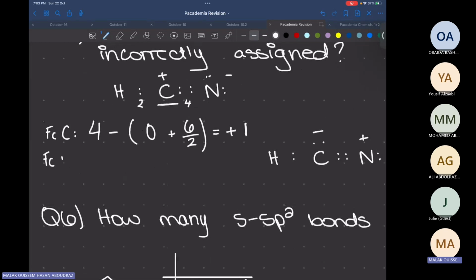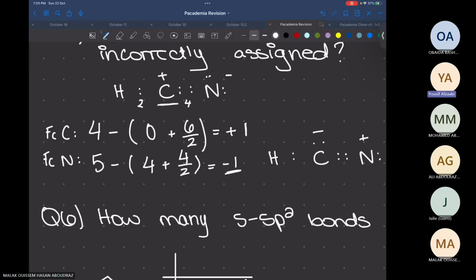So let's continue with this example. Let's find the one for nitrogen now. How many valence electrons does nitrogen have? 5. And then how many non-bonded? 4. And then the bonded are also 4. We divided by 2. The answer here would be -1. Is this also correct? Yes, because here it says minus, so it's correct.